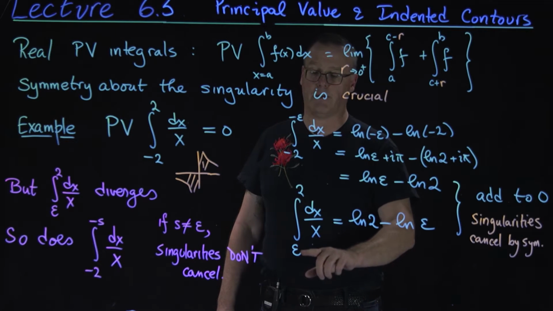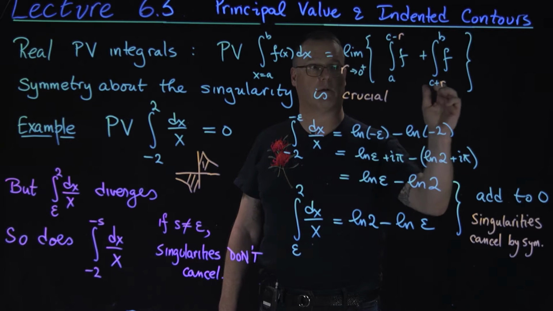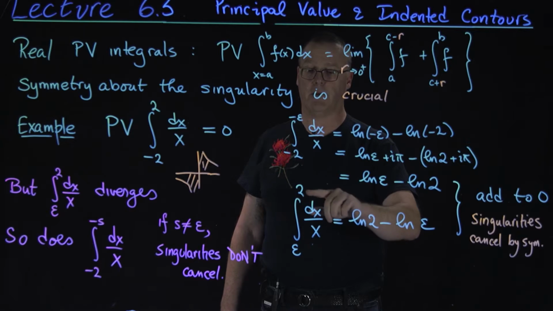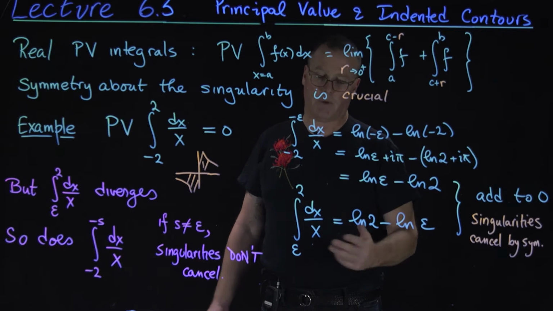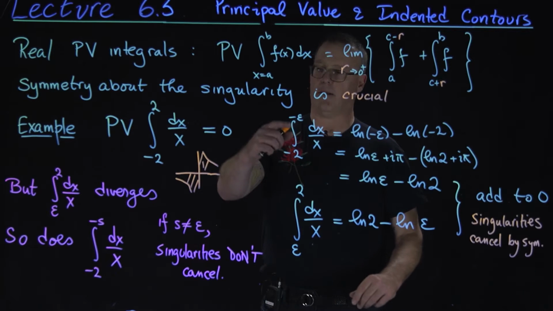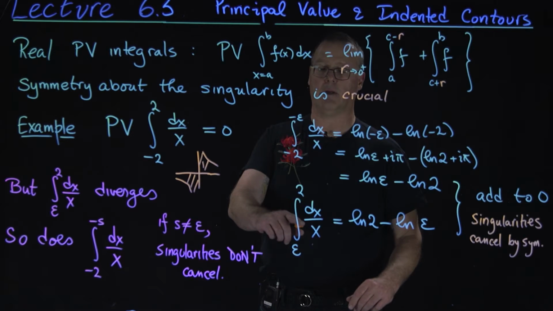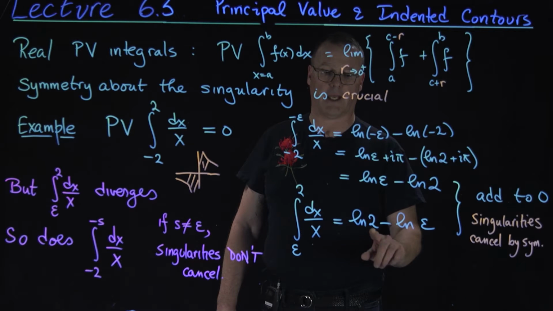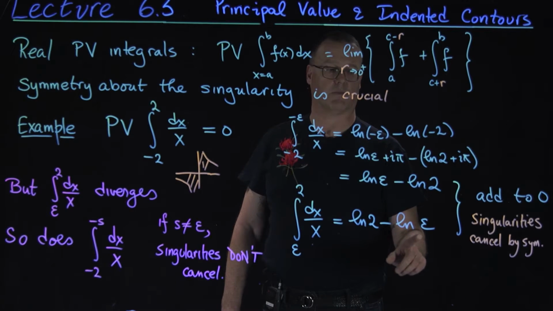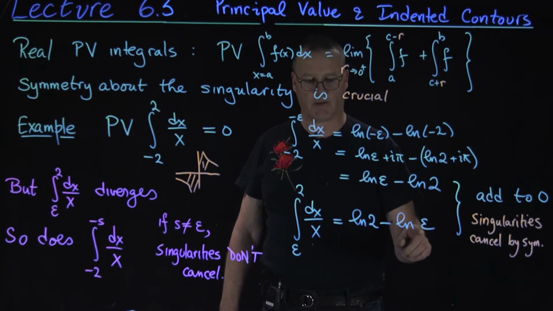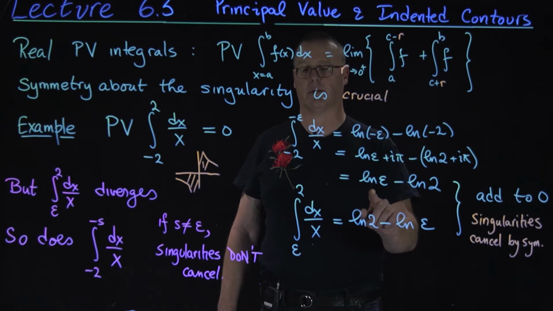And then if we do the other half of the integral from past the singularity up to 2, so integrate from epsilon to 2 of dx over x, well, you just get log 2 minus log epsilon. And when we add these two together, the logs will cancel and the log of epsilons will cancel. And they add to 0, and the singularities cancel because the strength of this one is exactly the same as the strength of that one.